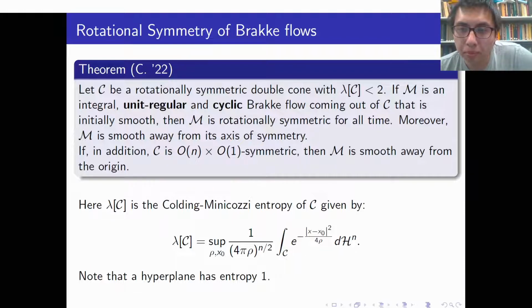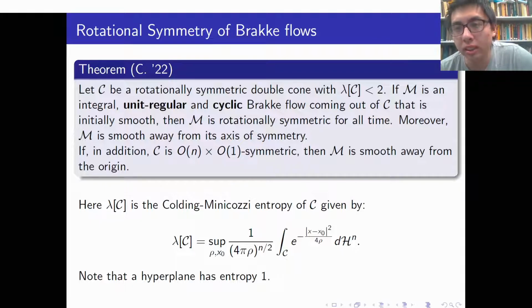Okay, so this says not only that all the self-expanders coming out of the cone are rotationally symmetric, but all these other non-self-similar potential evolutions of the cones are also rotationally symmetric.